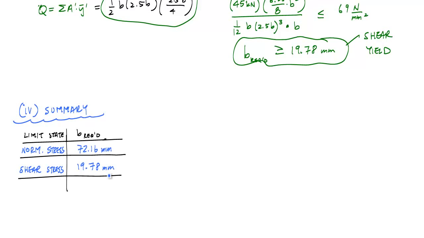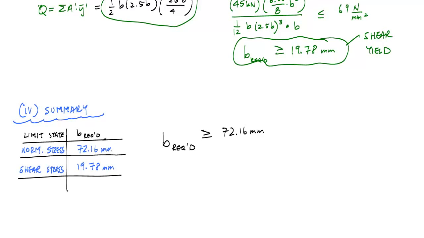So as an engineer, I've got to choose the requirement that satisfies both criteria. And in this case, it's rather obvious. It's the largest of the two here. And this B required is going to be greater than or equal to 72.16 millimeters. And obviously, as an engineer, I cannot choose 72.16 millimeters because they don't make it like that, right?